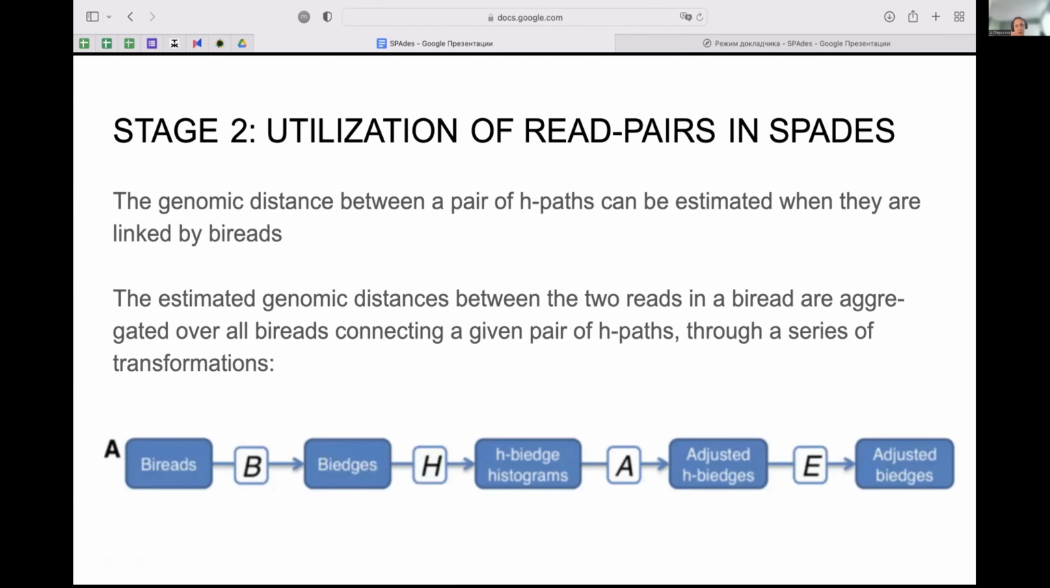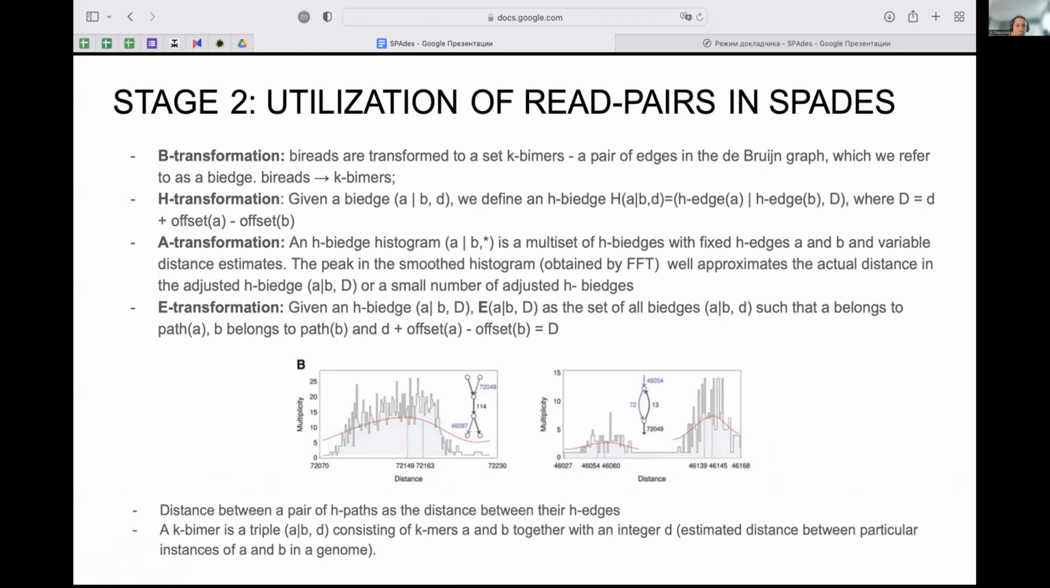The genomic distance between a pair of H paths can be estimated when they are linked by reads. The estimated genomic distances between the two reads in BiReads are aggregated over all BiReads connecting a given pair of H paths through a series of the following transformations depicted on this image. So let's split it up stage by stage.